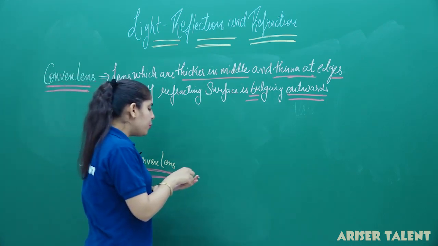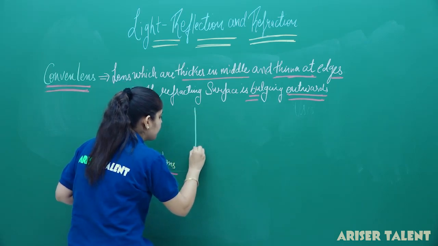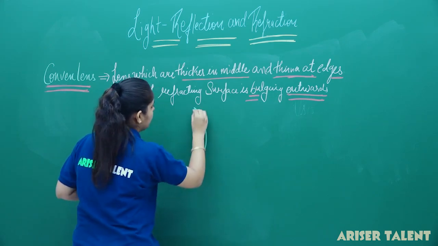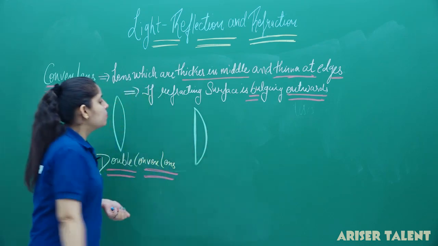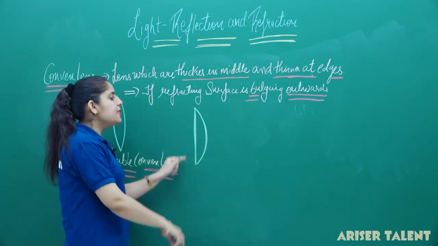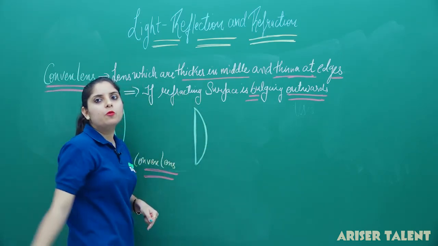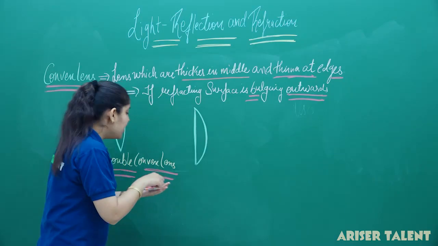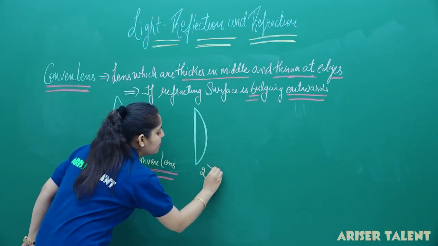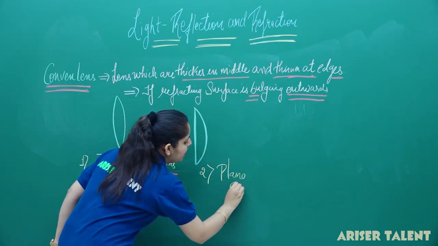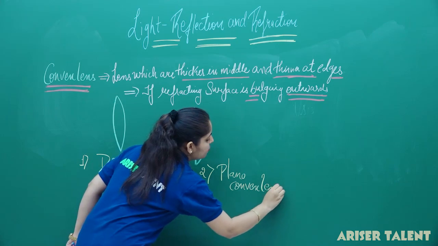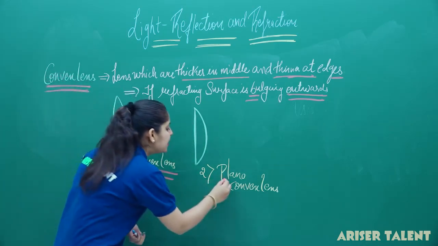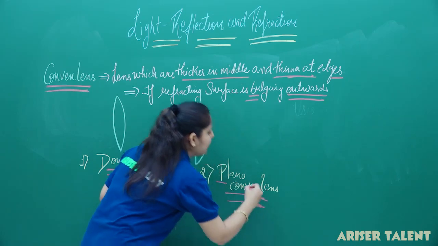Now, if I draw the structure of the lens like this, what you can see from here is that one surface is plane and one surface is bulging outwards. It means it has one plane surface and one surface which is convex. So I can name it a plano convex lens. Why plano convex lens? Because one surface is plane and the other surface is bulging outwards.